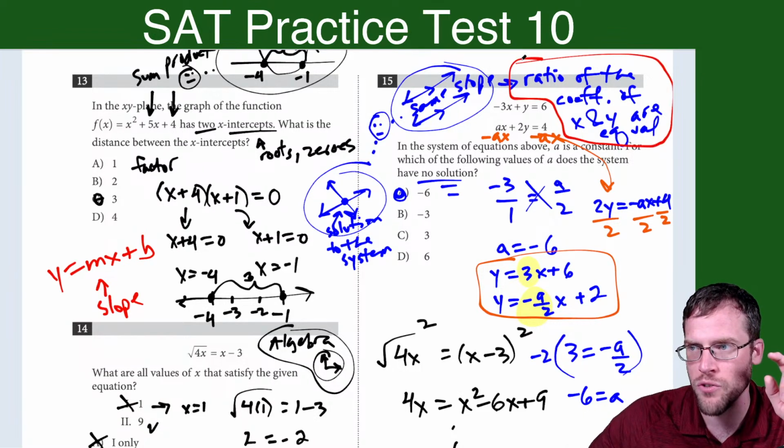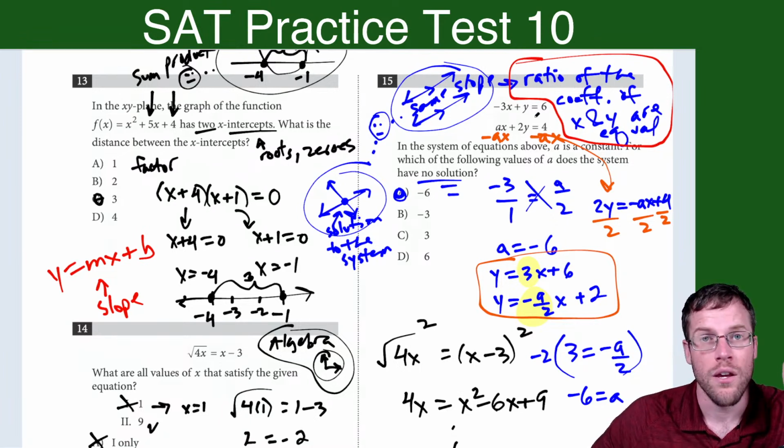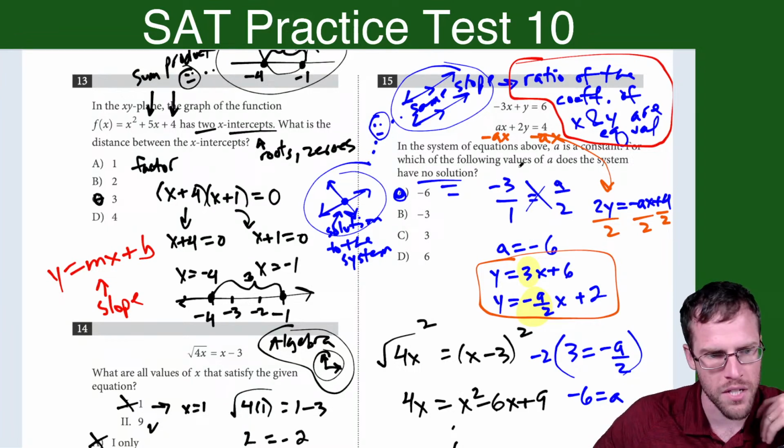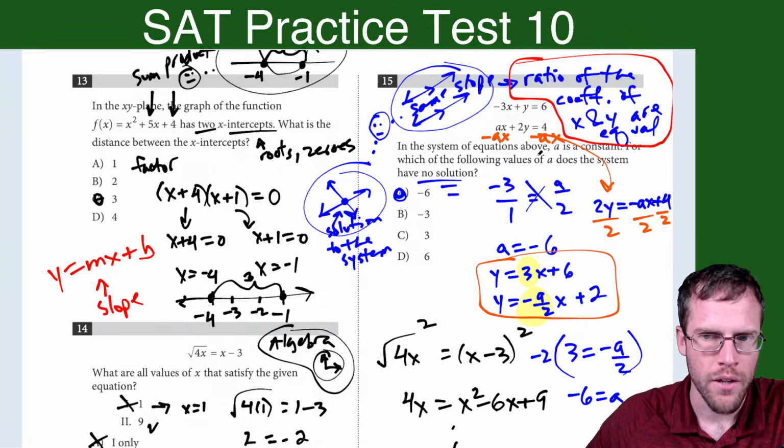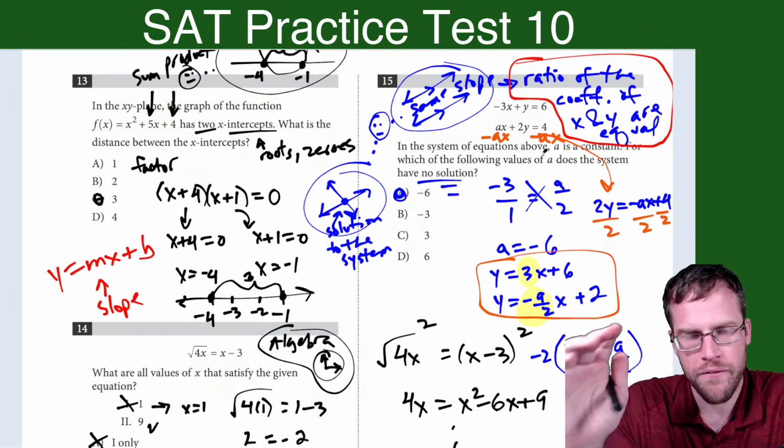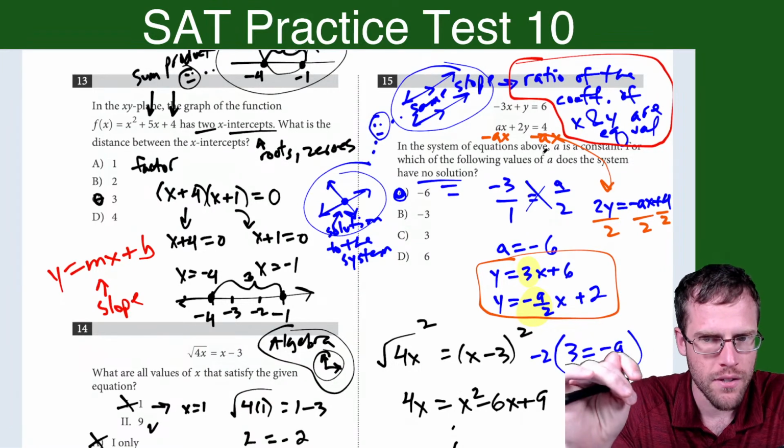When you're in standard form like this, if the ratio of the coefficients of x and y are equal, those lines are parallel. And if those lines are parallel, they're not going to intersect and there's going to be no solution. So that's why I just did negative 3 over 1 equals a over 2. And boom, done.